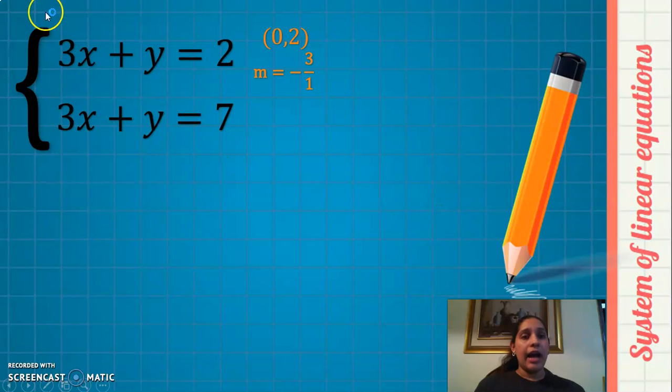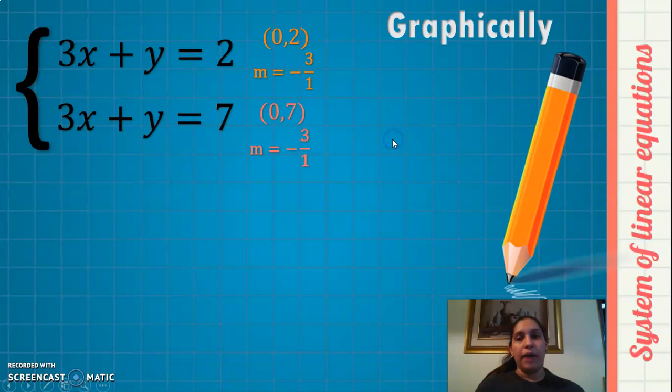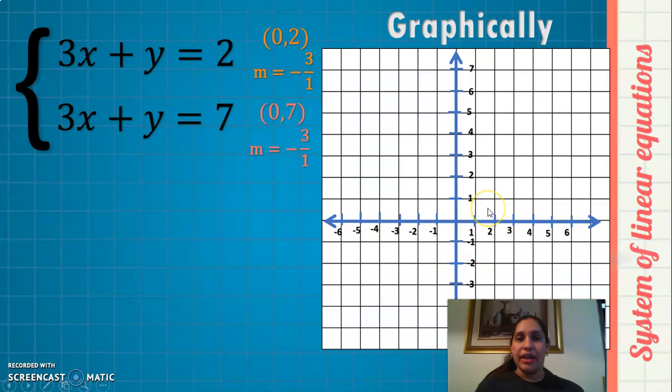Okay, on here, I define for my first equation it's 0, 2, and my slope is negative 3 over 1. And for my second equation it's 0, 7, and my slope is negative 3 over 1. Okay, I make my graph. Now that I already have my graph, I start plotting my points. But how do I start? You always need to start plotting with your y-intercept. Your y-intercept is 0, 2. Well, I look for my y-intercept, 0, 2.